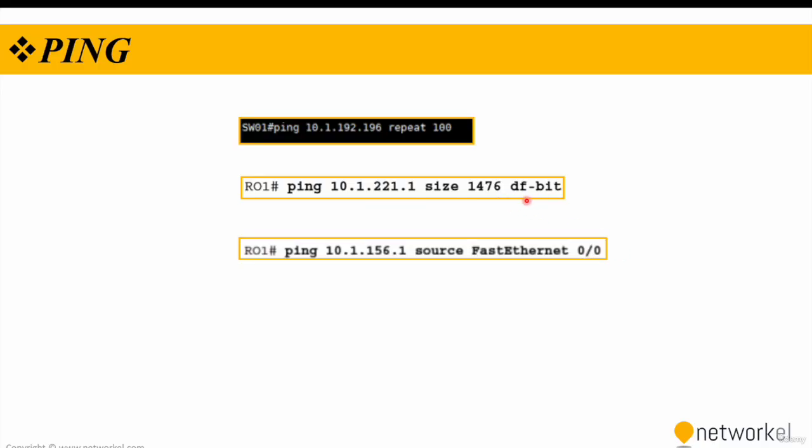This option sets the don't fragment bit in the IP header to indicate that routers should not fragment this packet. So if it is larger than the MTU of the outbound interface, the router should drop the packet and send an ICMP fragmentation needed and DF bit set message back to the source. So this option can prove very useful when you are troubleshooting MTU related issues.